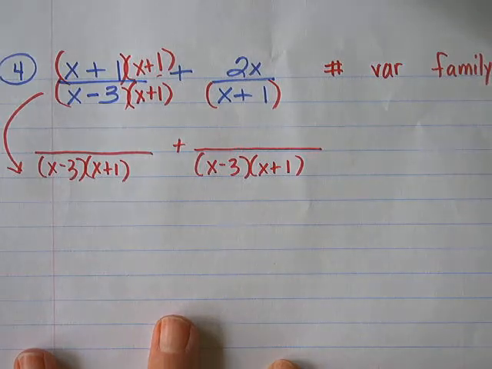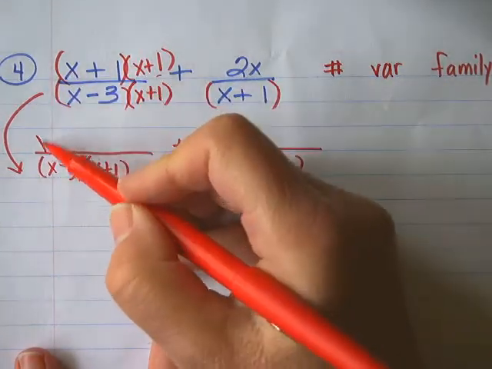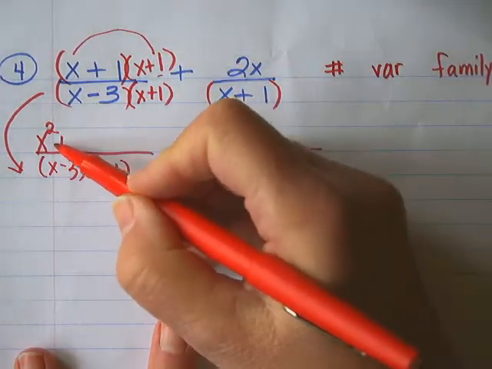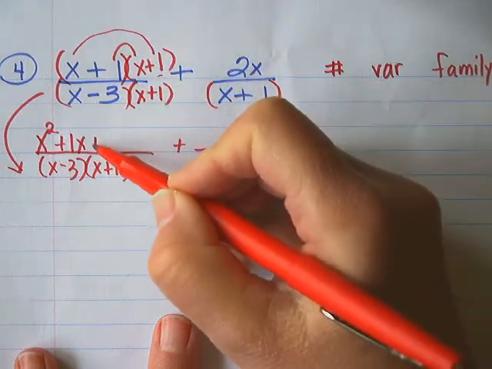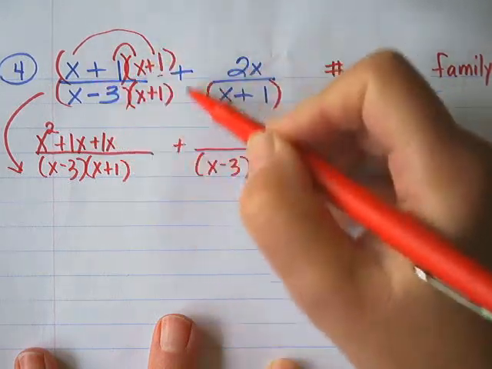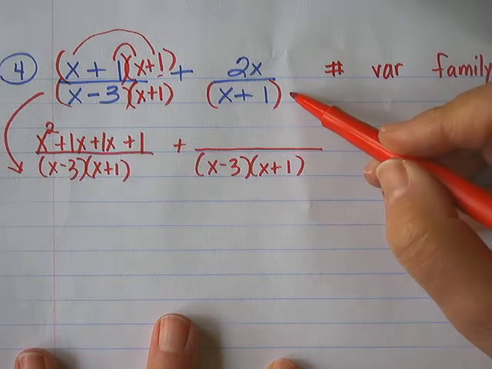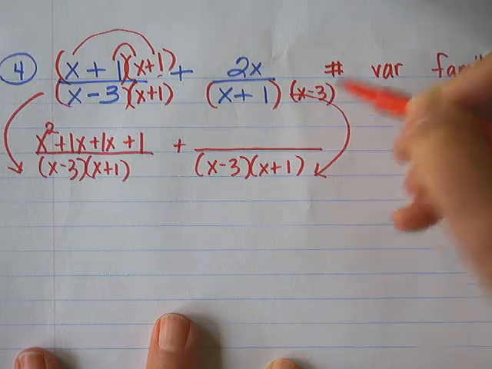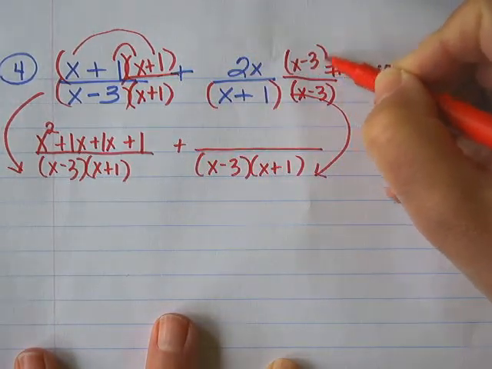Oh, great. Let's see if we remember it. First, x times x, x squared. Outside, x times 1 is 1x. And x times 1, this is inside, is 1x. And last, plus 1. All right, to get this denominator to match up, I'm missing an x minus 3. So I'm going to also multiply the numerator by an x minus 3.